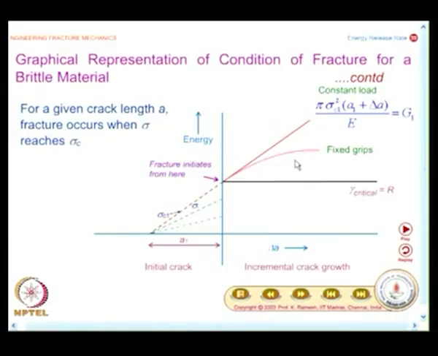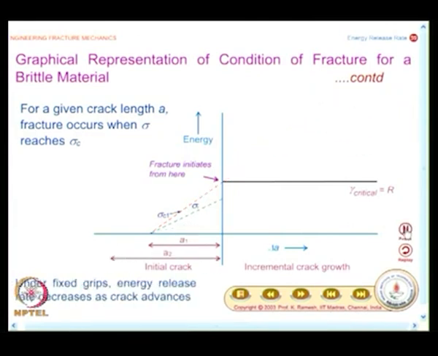Now, let us look at another case. Here I have drawn the graph for an initial crack length of A1. Suppose I have a longer crack, how can I use the graphical representation? We have already noted on the negative x axis, I put the initial crack. So, I would start my graph from this point if the crack length is this much. So, that is the way I would start. So, let us start plotting the energy release rate from that.